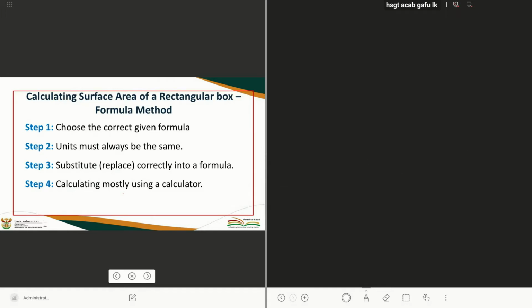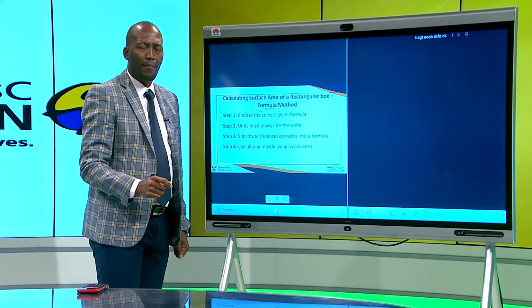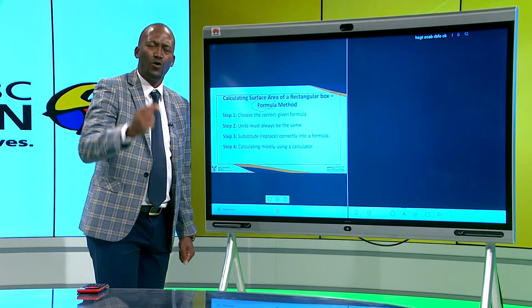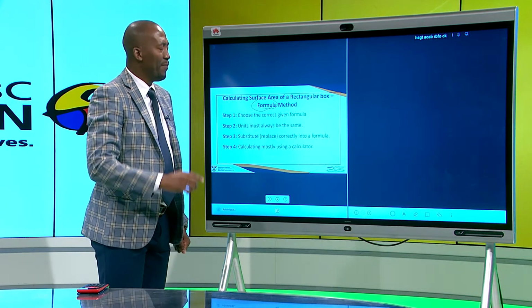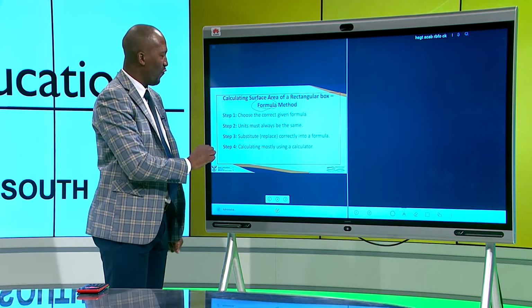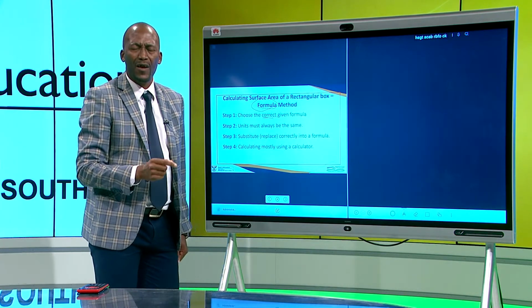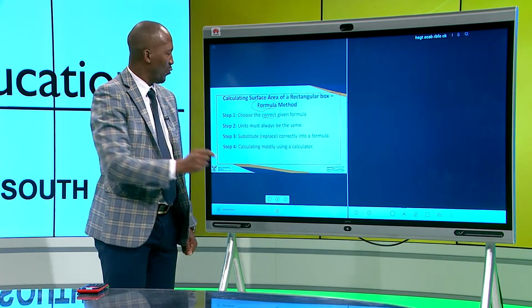Calculating the surface area of a rectangular box now using the formula method. What is important is the formula. In mathematical literacy, paper 1, mostly the formulas will be given, or usually the formulas are given. In paper 2, formulas are given, sometimes they are not given. So when you are using the formula, step number 1, you choose the correct formula. Make sure that when you are given lots of formulas, you utilize the correct formula.